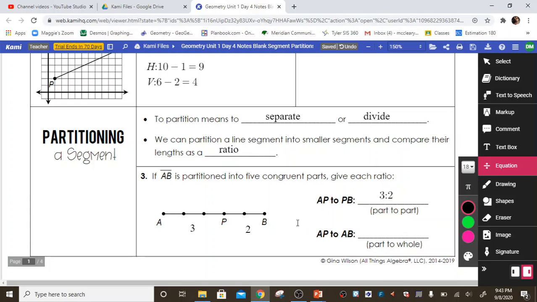And if we want to talk AP to AB, then we're talking about the part to the whole thing. Well, 3 plus 2 is 5. So our ratio of AP to AB is going to be 3 to 5. AP didn't change, but now we're looking at the entire segment instead of just part to part.